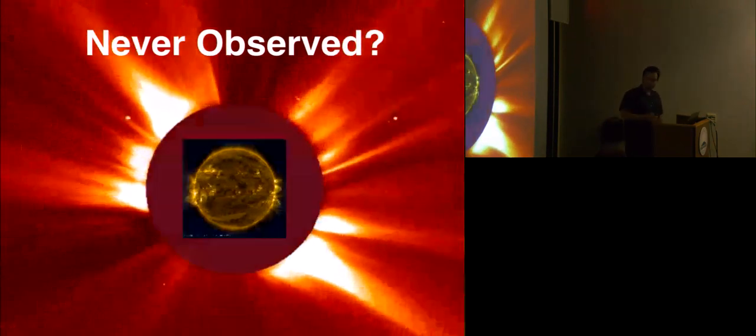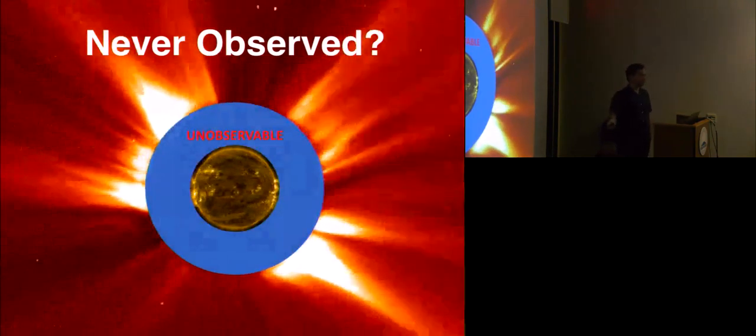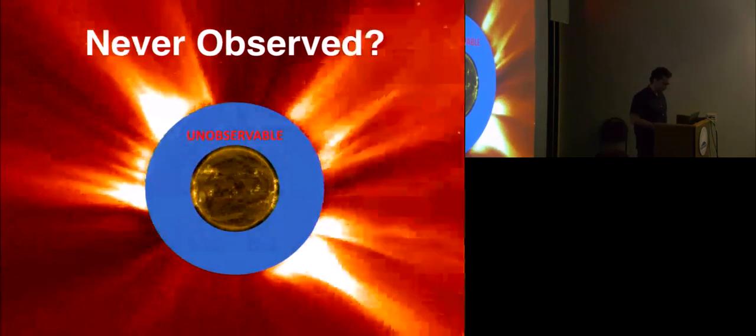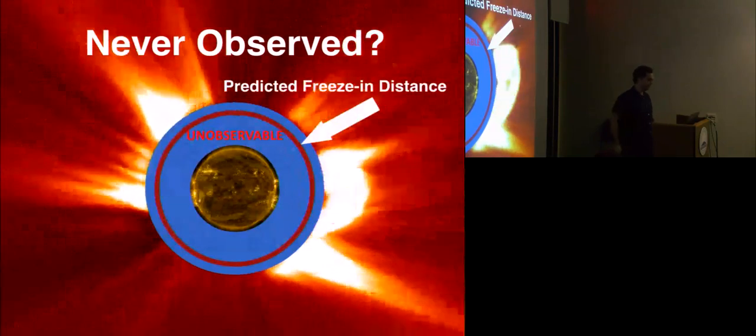And so there's this region in between the two data sets where, due to the high contrast of the sun, we cannot observe yet with our current technology. And because life is hard, the freezing distance, of course, is supposed to be located inside this unobservable region.